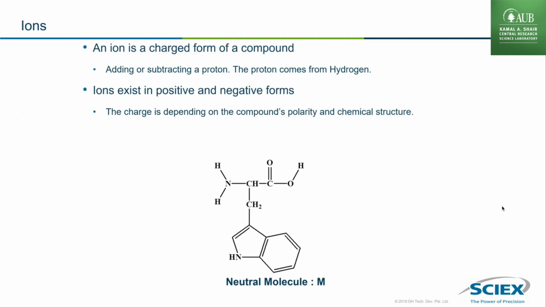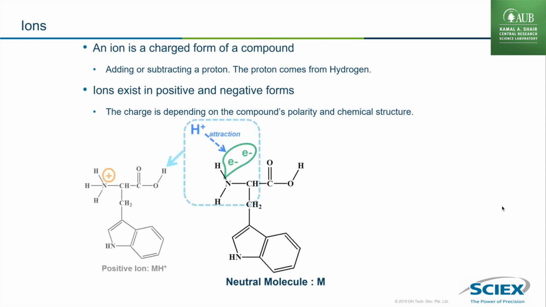So we'll just go through a couple examples of ionization. And this is important because you're going to need to factor this in when you are doing your compound identification. So an ion is a charged form of the compound and comes from adding or subtracting the proton. So let's just look at this compound. So here we have the neutral M, and there we have a nitrogen. So what's important about a nitrogen? Why is the nitrogen singled out?